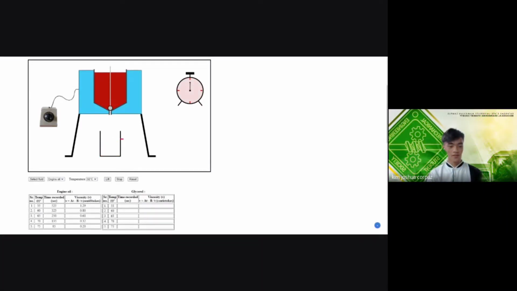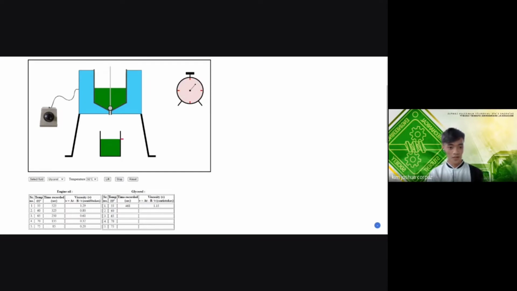So to start again the simulation process, we need to click on the drop-down list and select the fluid that we prefer to test. In this case, we are going to select glycerol. Next step is to select the temperature, which is 55 degrees Celsius. And after selecting the fluid temperature, we are going to click the lift button. Then the fluid will begin to flow. Observe the rise of the fluid in the container and click the stop button when it reaches the 50 cubic centimeter mark. We need to be careful not to overflow the container or else a prompt will appear.